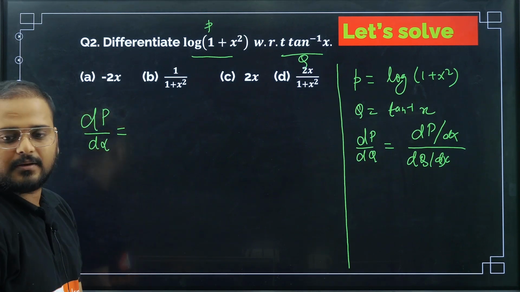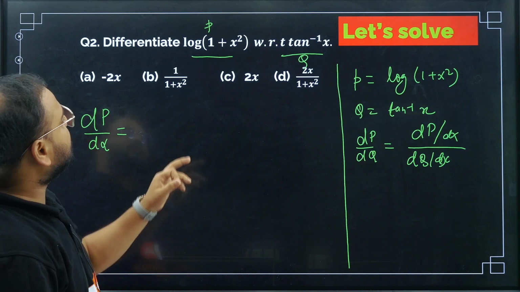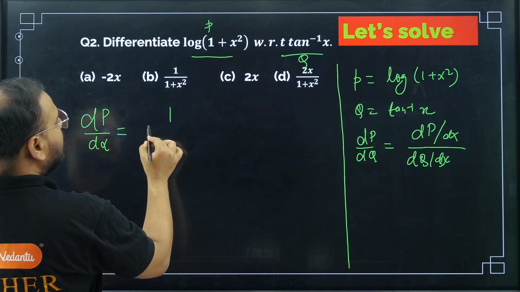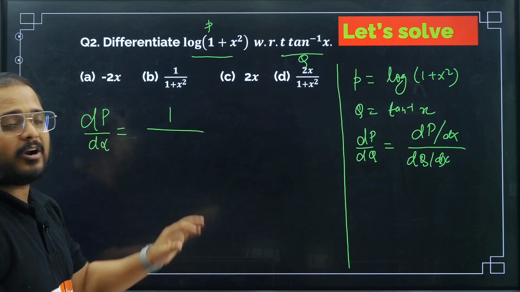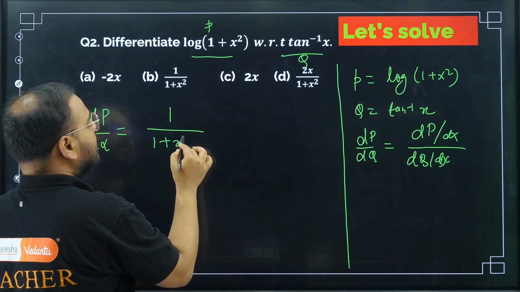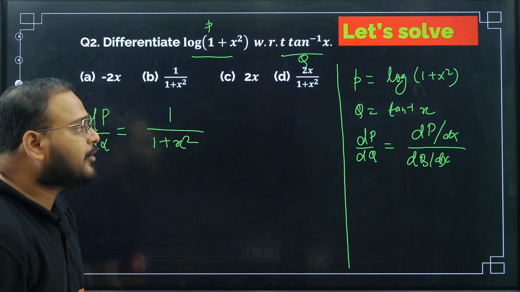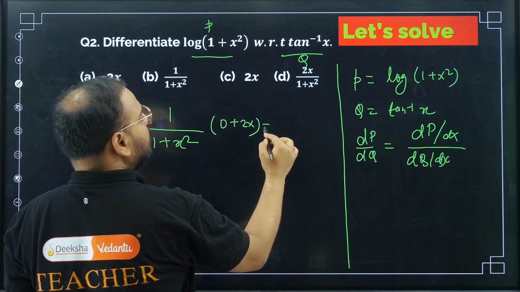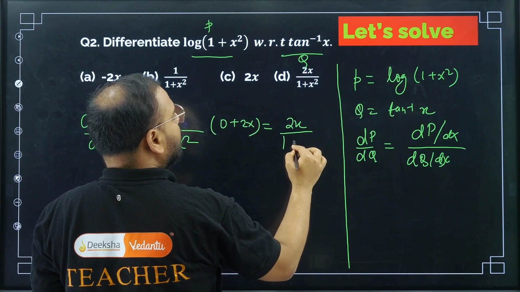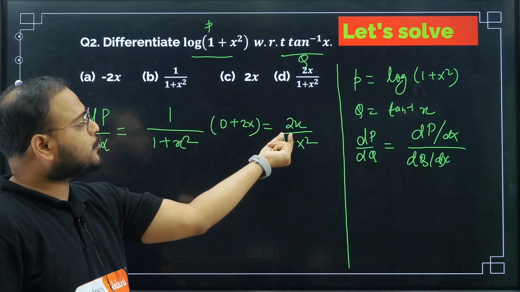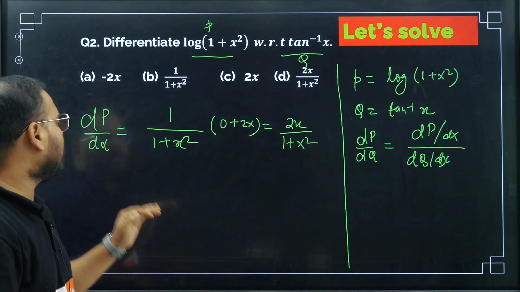dp by dx will look like this. It will be simply logarithmic differentiation. Whatever is in the log should come in the denominator, 1 plus x square. Then the chain rule will give 0 plus 2x. Simplify this: 2x upon 1 plus x square. This is my dp by dx.